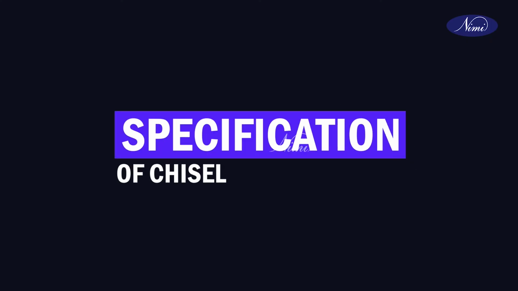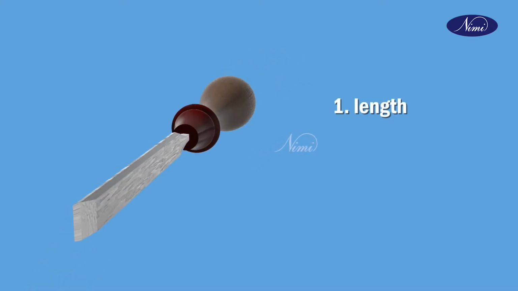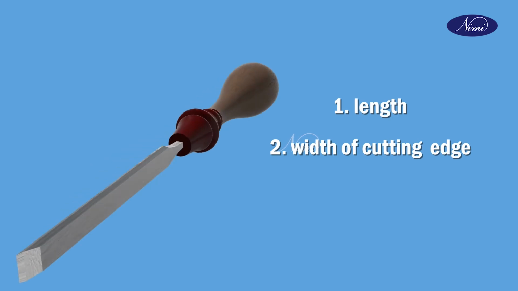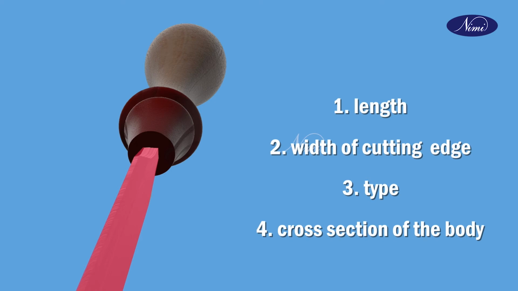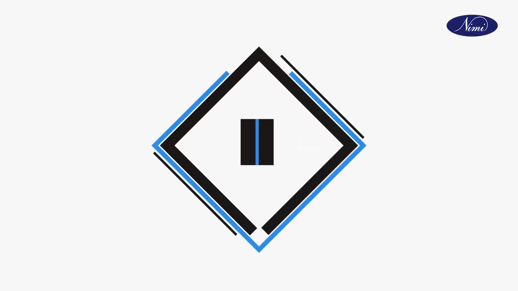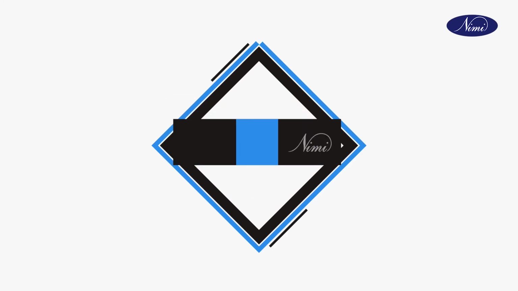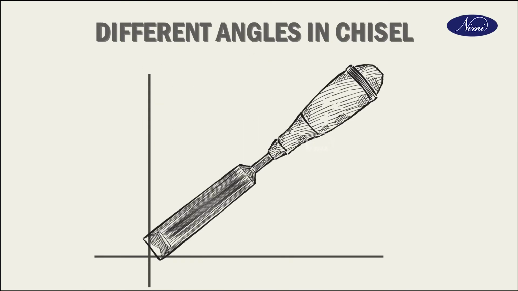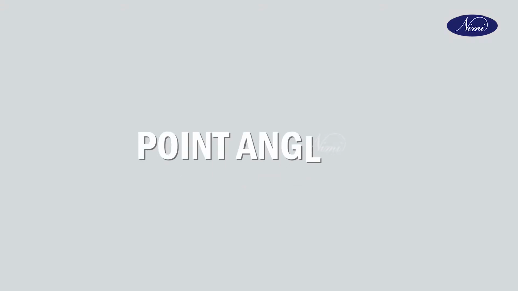Next, specification of chisel. Number 1, length. Number 2, width of the cutting edge. Number 3, type. Number 4, cross section of the body. Now, we will discuss about the angles of chisel. There are different angles in chisel. Number 1, point angle. Number 2, clearance angle. Number 3, rake angle.